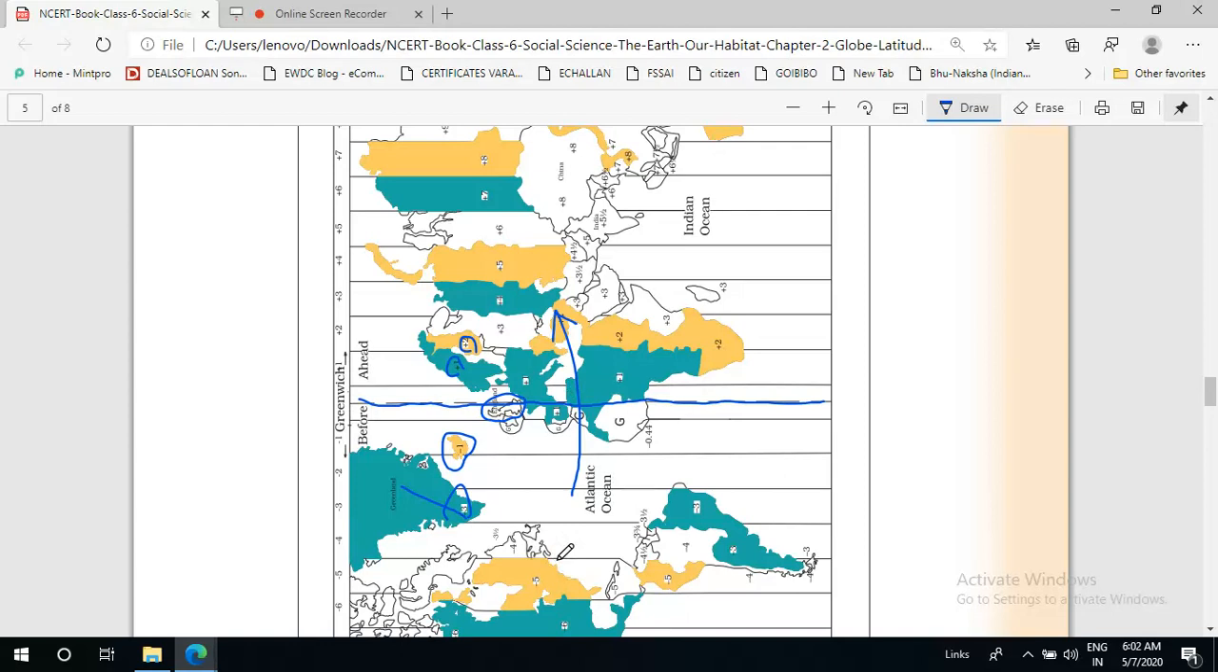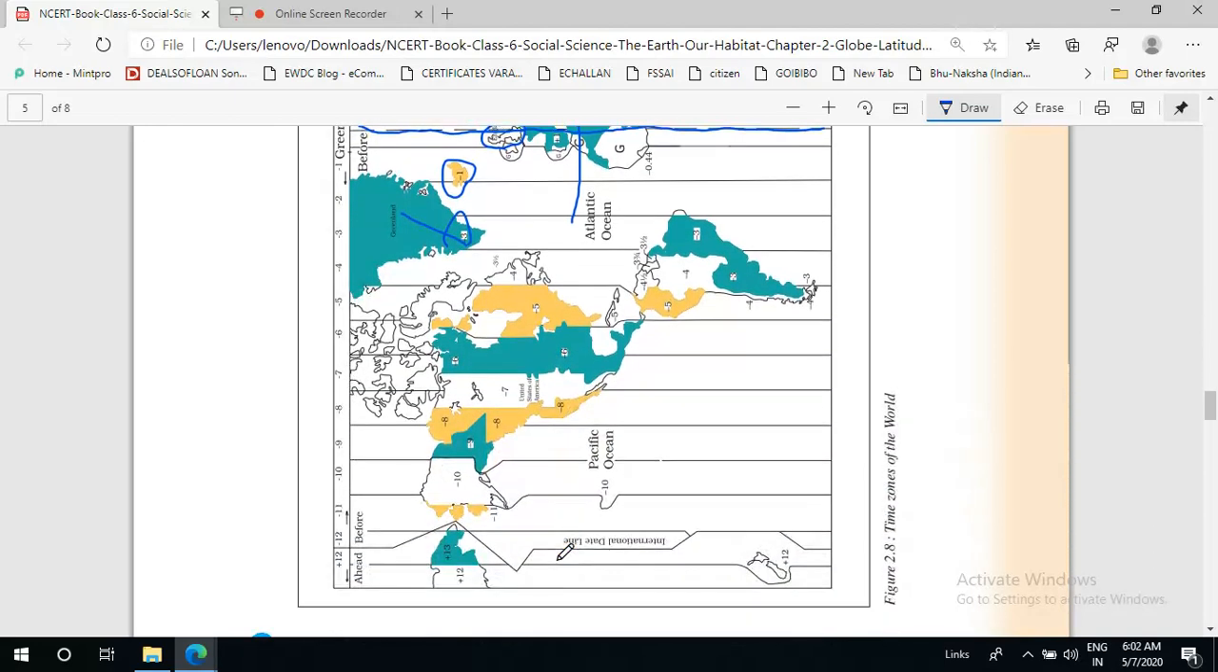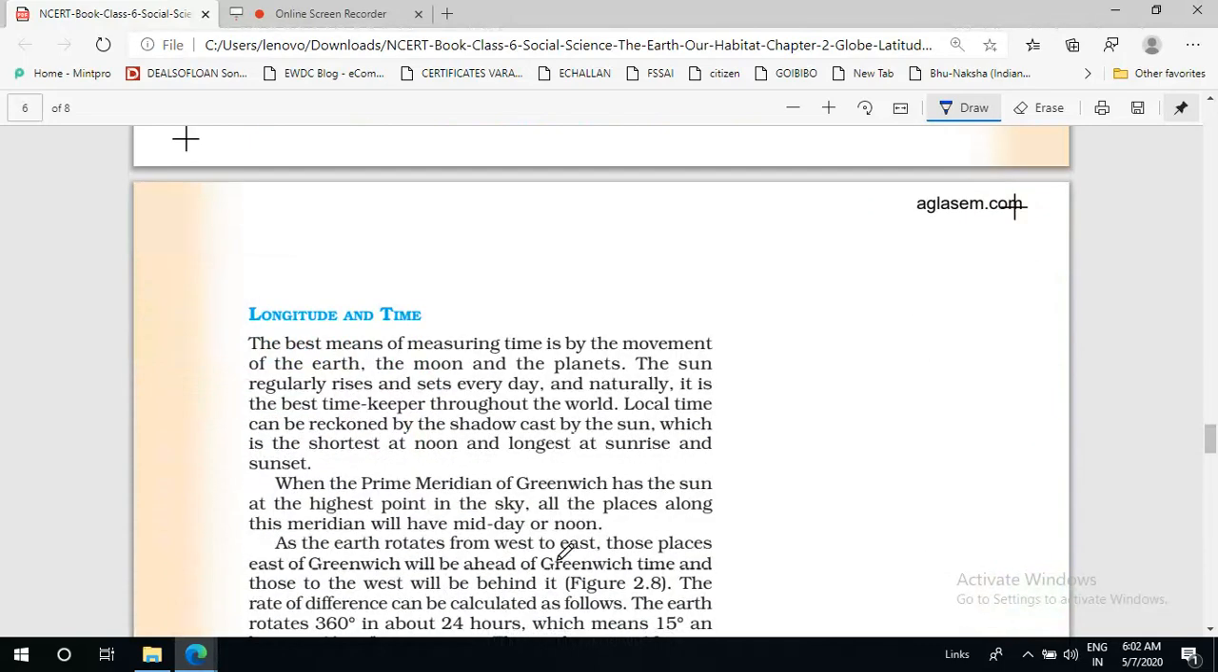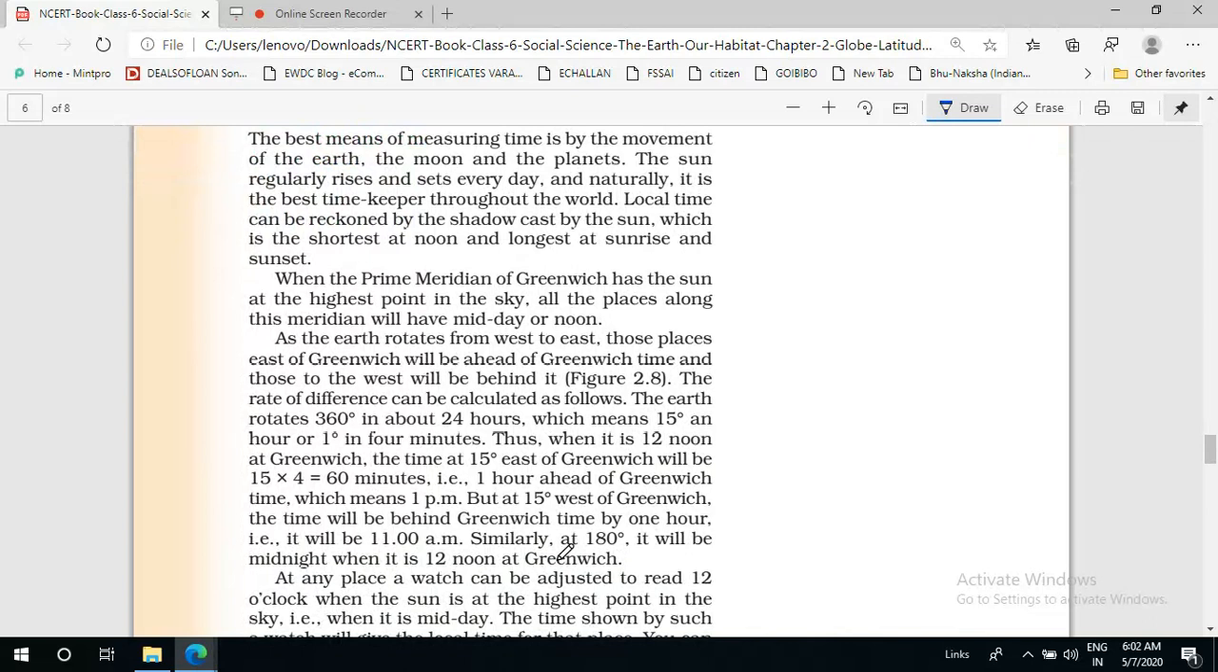Now I will tell you what is this plus and minus. Okay, how time is related to longitude. You may know that in ancient times, when watches were not invented, people used to measure the time by the shadow which is created by the sun.